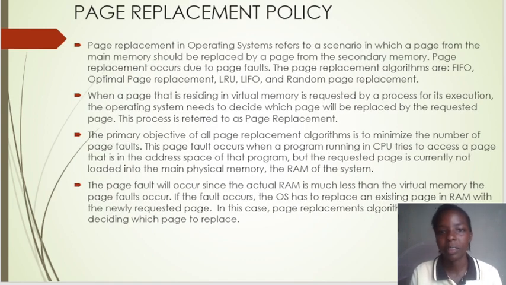Then we have page replacement policy. Page replacement policy refers to a scenario in which a page from the main memory should be replaced by a page from the secondary memory. We looked at the diagram of paging above there. We saw how the pages can be in the main memory and in the virtual memory. So page replacement is a scenario in which a page from the main memory is replaced by a page from the secondary memory, and we are saying it occurs due to page faults.